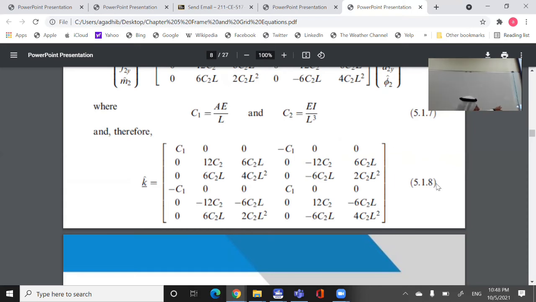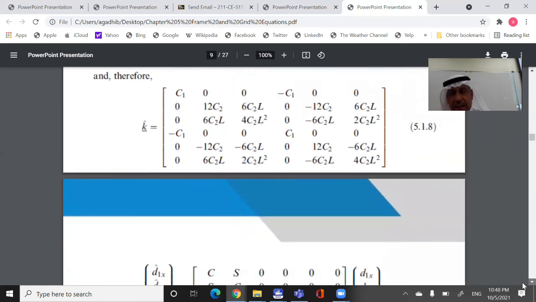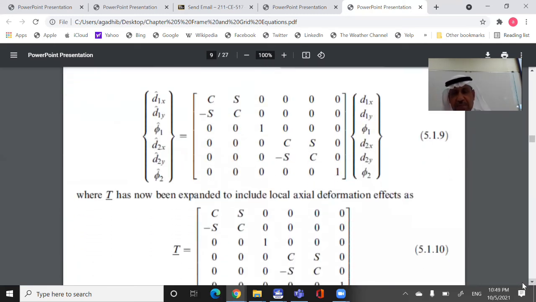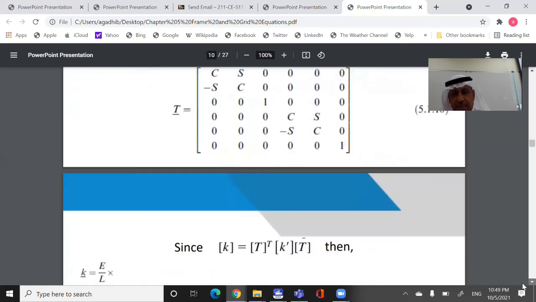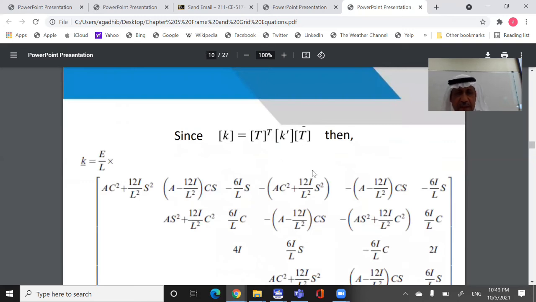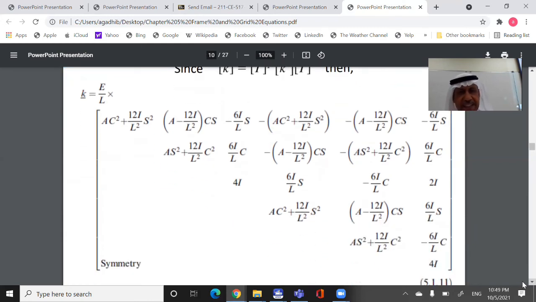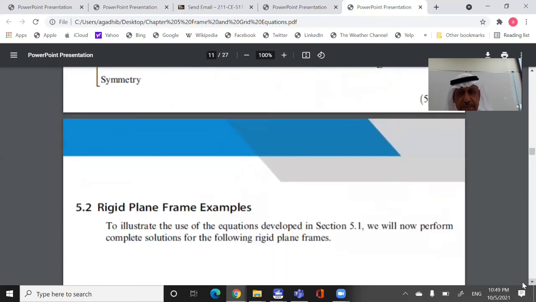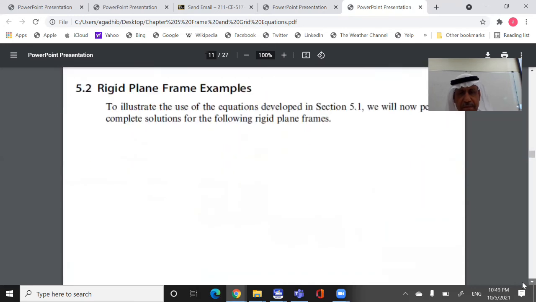But definitely, if I give you this problem, you cannot neglect axial deformation. There is a lot of load here. Look at it here. Very easy, right? Very nice. 6 by 6, right? Very nice.